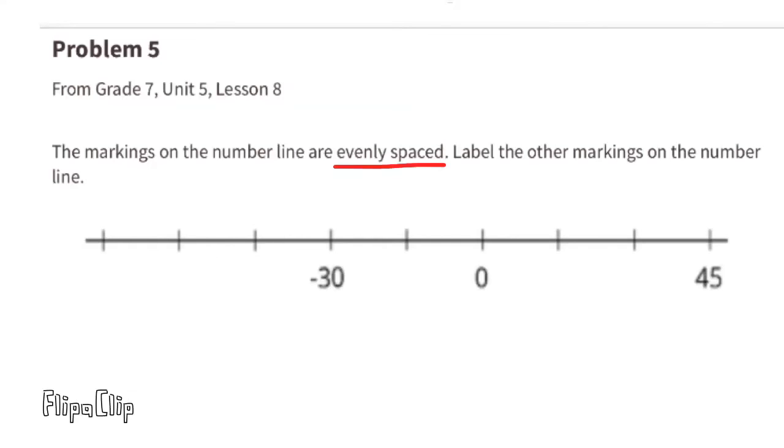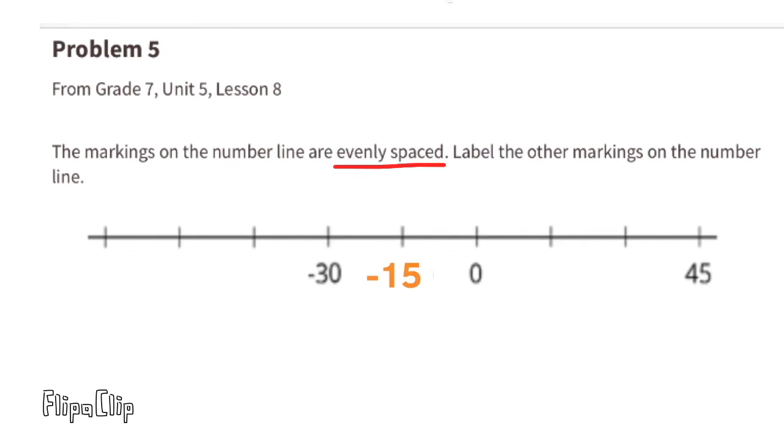Problem number 5 from 7th grade, Unit 5, Lesson 8. The markings on the number line are evenly spaced. Label the other markings on the number line. I notice that there's 2 even spaces between 0 and -30. So if I divide -30 by 2, I get -15. So each space is worth 15.